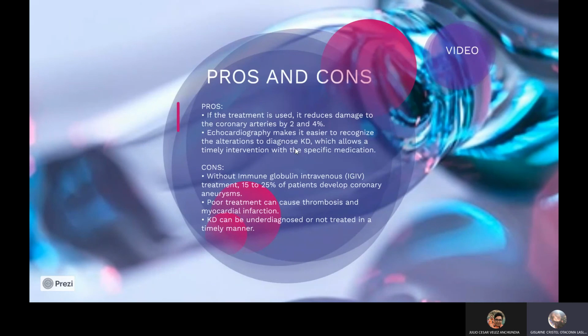Pros and cons. Pros: if the treatment is used, it reduces damage to the coronary arteries by 2 to 4%. Echocardiography makes it easier to recognize the alteration to diagnose Kawasaki disease, which allows a timely intervention with a specific medication. Cons: without intravenous immunoglobulin treatment, 15 to 25% of patients develop coronary aneurysms. Poor treatment can cause thrombosis and myocardial infarction. Kawasaki disease can be underdiagnosed or not treated in a timely manner.